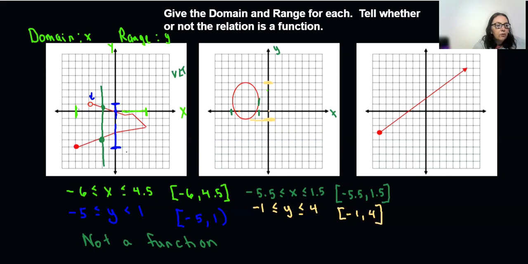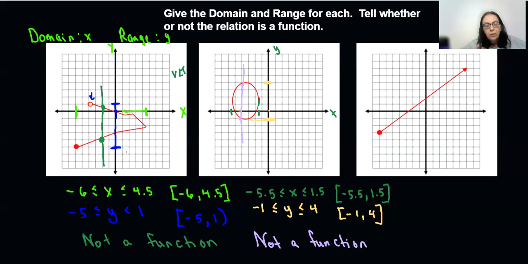Now, is a circle a function? I can already hear you tell me the answer. Absolutely not. You can easily make a vertical line that goes through a circle more than once. So no, it is not a function.